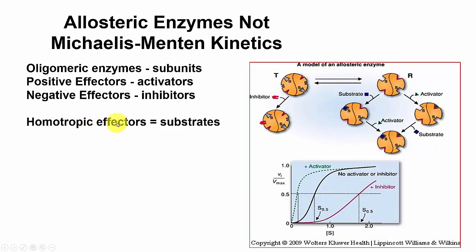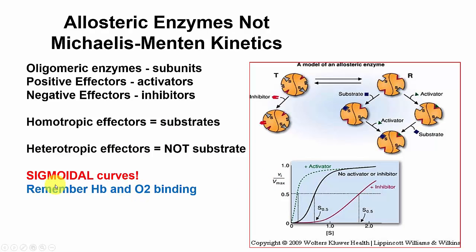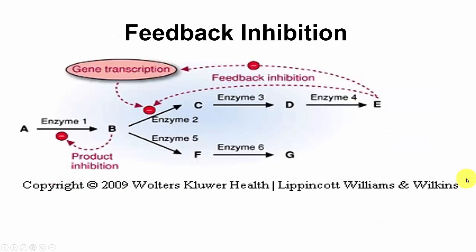Homotropic effectors are substrates. Heterotropic effectors are non-substrate molecules. So think of sigmoidal curves, and remember hemoglobin and O2 binding. They function very similar to that. A lot of them are used in metabolic regulation steps and metabolism, and you'll see a lot of this from Dr. Robinson and others as we go through the semester.